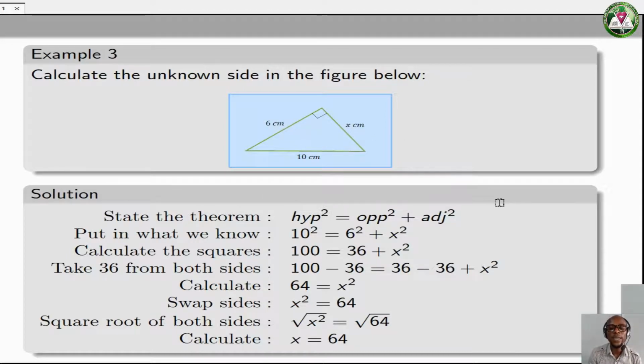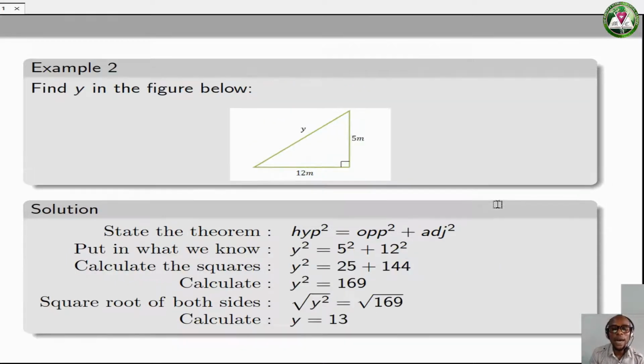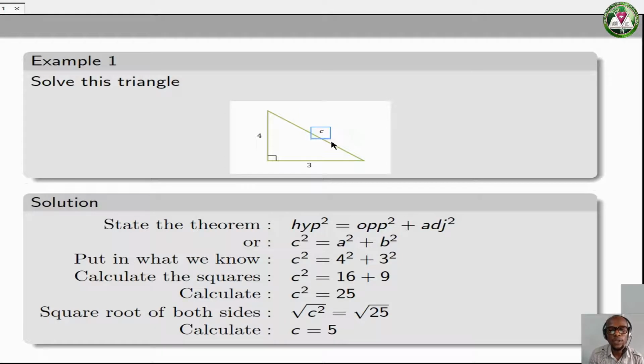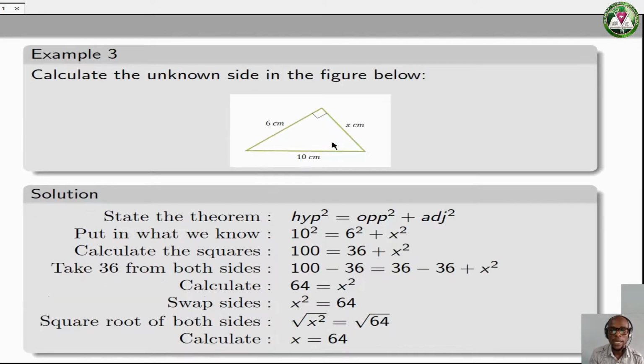So what's our unknown here? In our previous example, our unknown was the hypotenuse, y. And in this example, x centimeters is the unknown, but it is not the hypotenuse. Can you see that? So, as a rule of thumb, we state the theorem, which states that hypotenuse squared equals opposite squared plus adjacent squared.